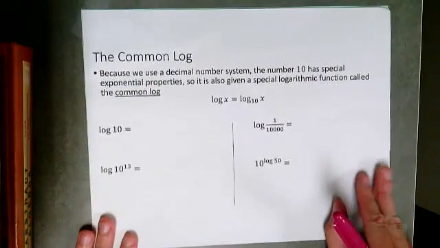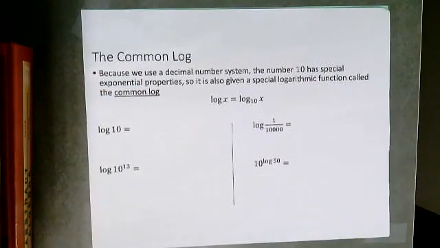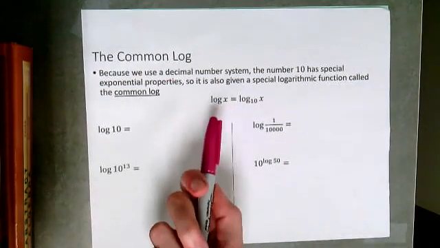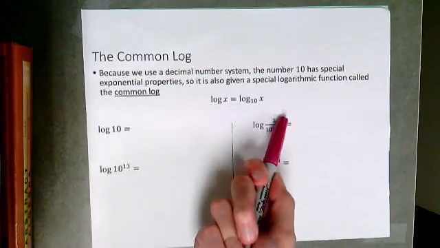Now we have another one, the common log. The common log is base 10. So we use a decimal number system. So 10 is also another special number. We give a special logarithm function called the common log. So log of x usually denotes log base 10 of x.